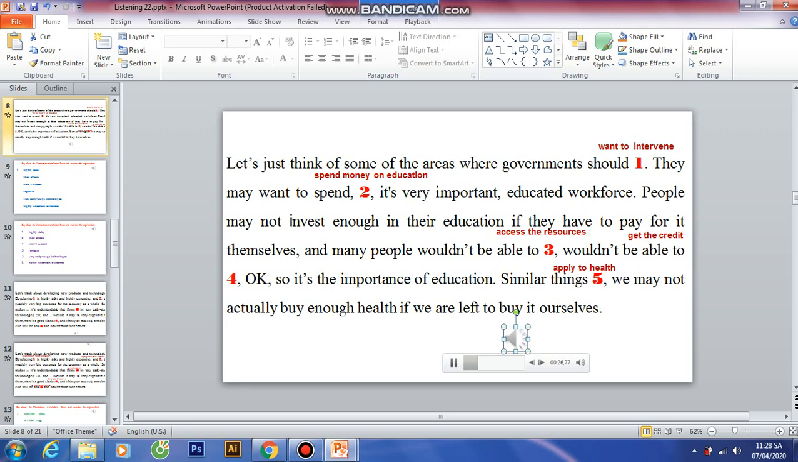They may want to spend money on education. It's very important. Educated workforce. People may not invest enough in their education if they had to pay for it themselves. And many people wouldn't be able to access the resources, wouldn't be able to get the credit. Okay, so it's the importance of education. Similar things apply to health. We may not actually buy enough health if we had left to buy it ourselves.